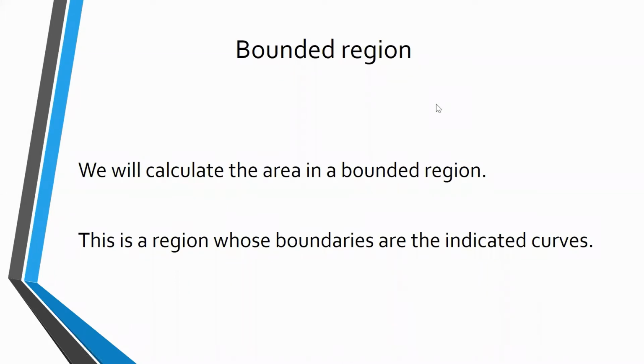Another situation that is similar to finding the area between two curves is calculating the area in a bounded region. When I say a bounded region, I am simply referring to a region which is finite, where the perimeter of that region, or the boundaries of the region, are the indicated curves. We are looking for a finite region where the perimeter is the indicated curves.